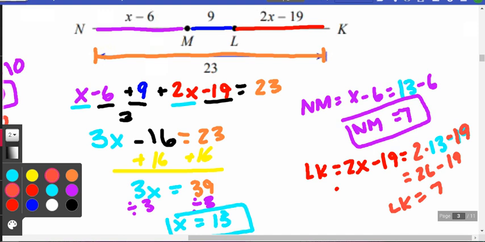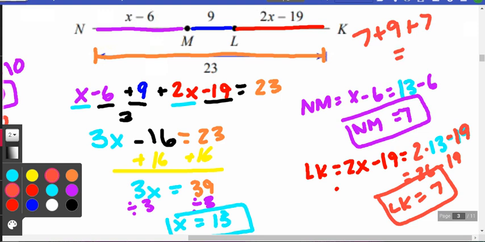Now let's check our work. Let's take each of these pieces: 7 plus 9 plus 7, do we result in 23? That would be 16 plus 7 equals 23. So it works out. All right, let's go to the third problem.